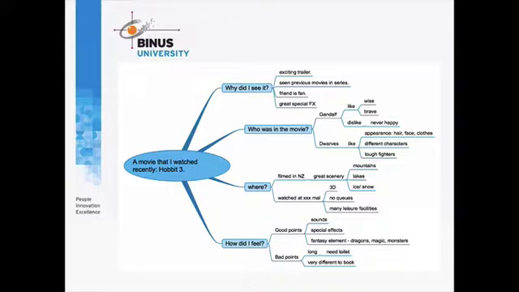Then you could move on to the where. Where was the movie filmed? Well, there are 2 things I'd like to say. The movie was filmed in New Zealand, and I watched it at the mall of my local shopping centre.